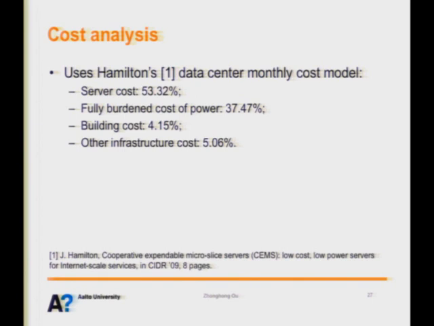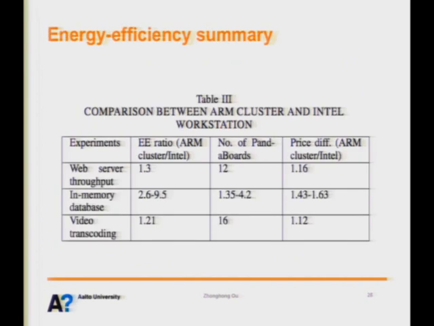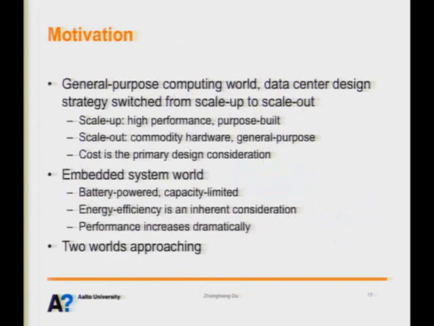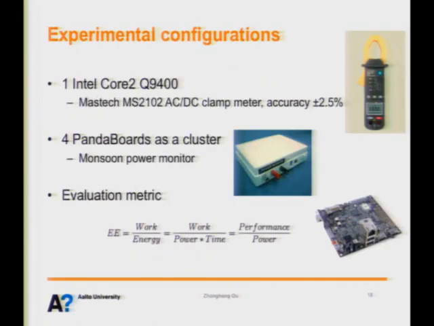So you're saying that even though you're using 12 or 16 processors, it's still more power efficient? Yeah, sure. Because the energy efficiency index doesn't change whether you use more or not. We use the work done divided by the energy, or the performance divided by the power.